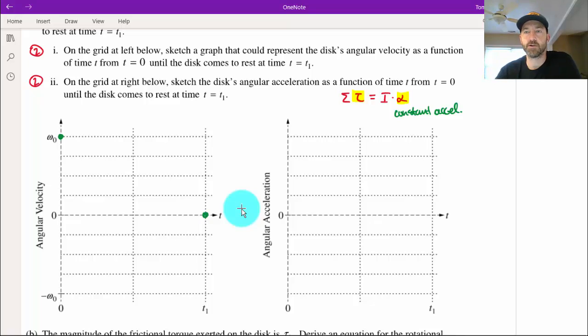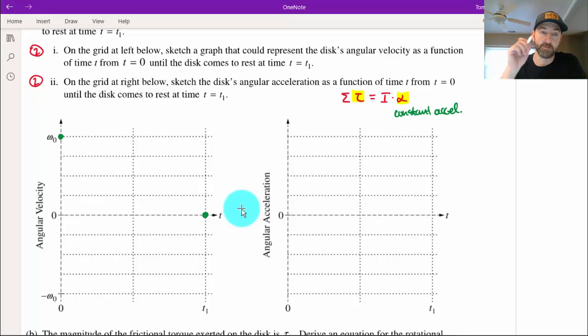If we think back to our linear motion problems, when we had a constant acceleration, that meant our velocity graph had a constant slope, because accelerations are the rate of change of velocities. Same thing goes here for angular problems. Angular velocity changes with respect to time, that gives us our angular acceleration. And if it's a constant change in angular velocity, it's going to be a constant angular acceleration.